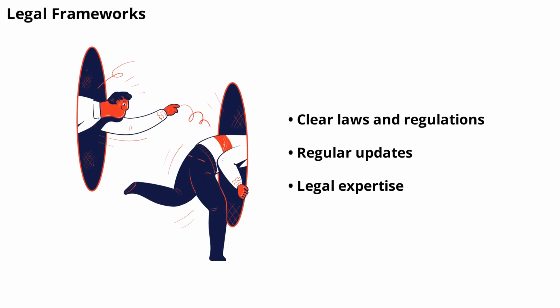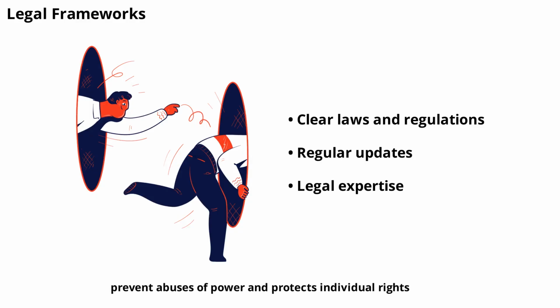A strong legal framework is essential for maintaining government systems. Laws and regulations provide the guidelines for government action and citizen behavior. Regular updates and reforms ensure that the legal system remains relevant and effective. Governments also rely on legal experts to interpret and apply laws fairly. This ongoing process of legal maintenance helps prevent abuses of power and protects individual rights.